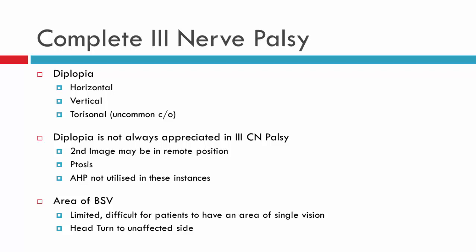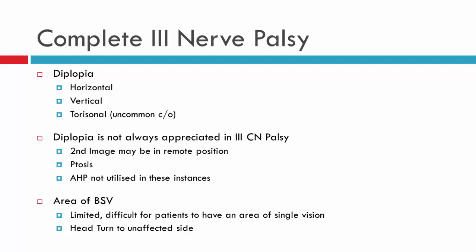The other possibility is that where a patient has a large deviation, the second image is rather remote, so the separation between the images is very large, and this creates the opportunity for the patient to be able to ignore the second image, and they may not complain of diplopia even if present. It might not be bothersome for them. If the patient is able to ignore the second image because it's far away, or if a patient has a ptosis, clearly there's going to be no abnormal head posture in this particular instance.